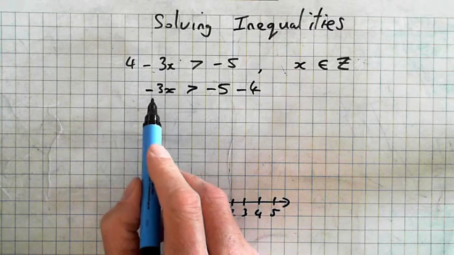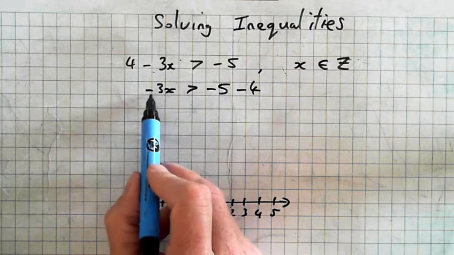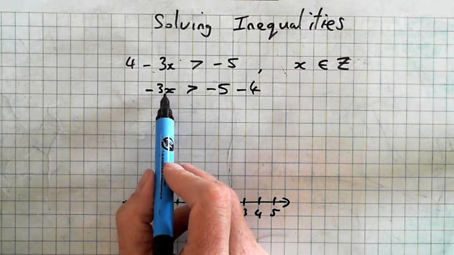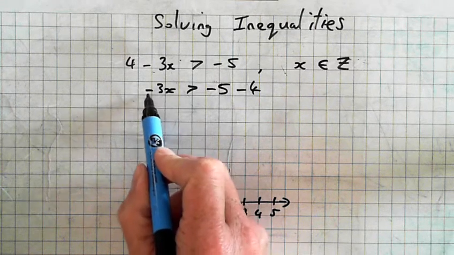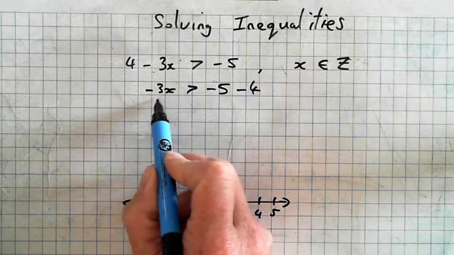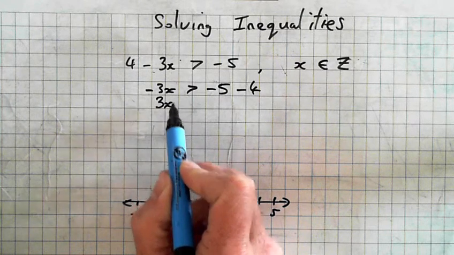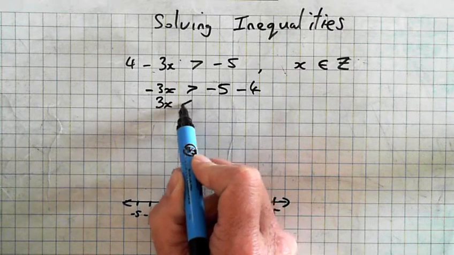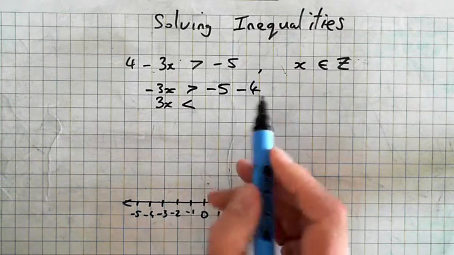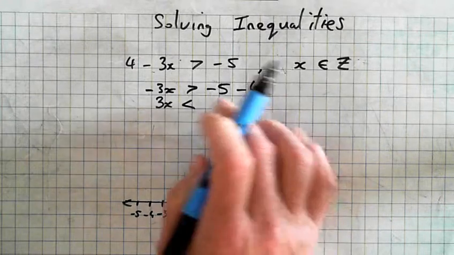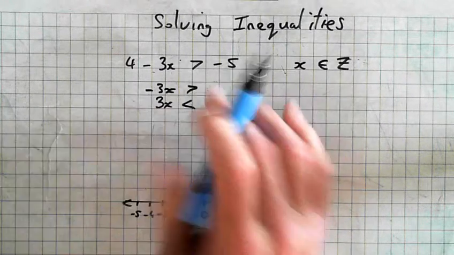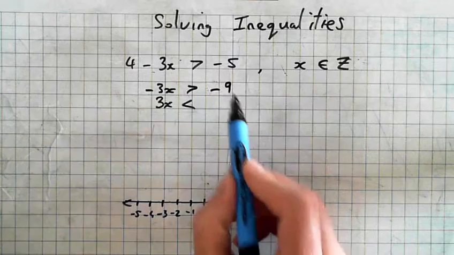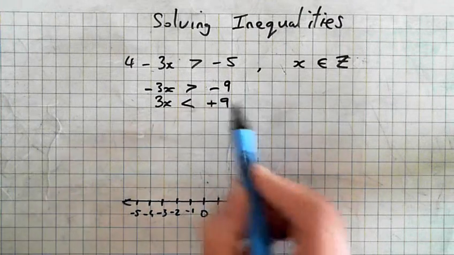I want my x's to be positive. At the moment it's a negative 3x, isn't it? So I'm going to change the sign so it becomes a plus. I change the sign in the middle because it's a sign. Change all signs. What's minus 5 and minus 4? 9. Minus 9. Change the sign to plus 9.